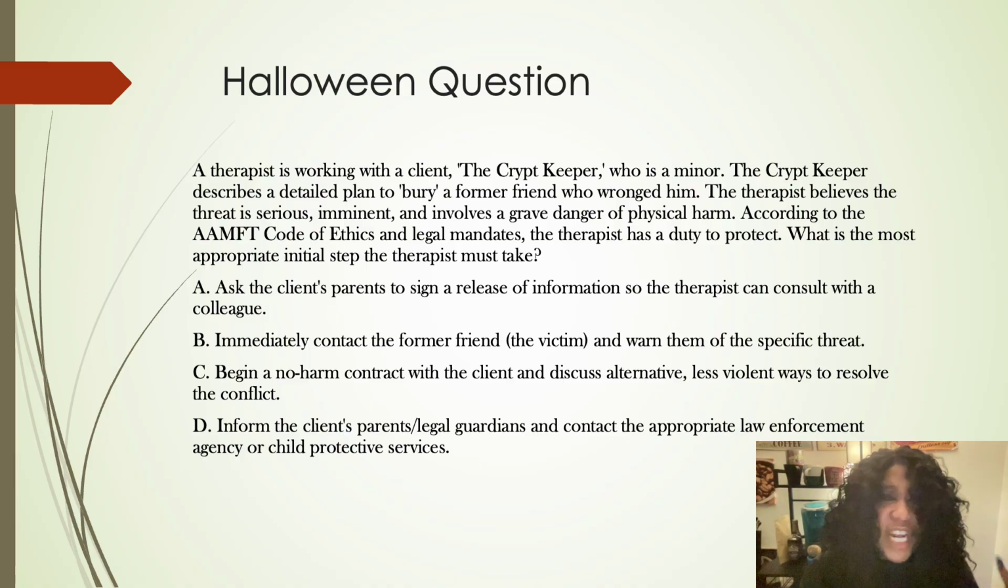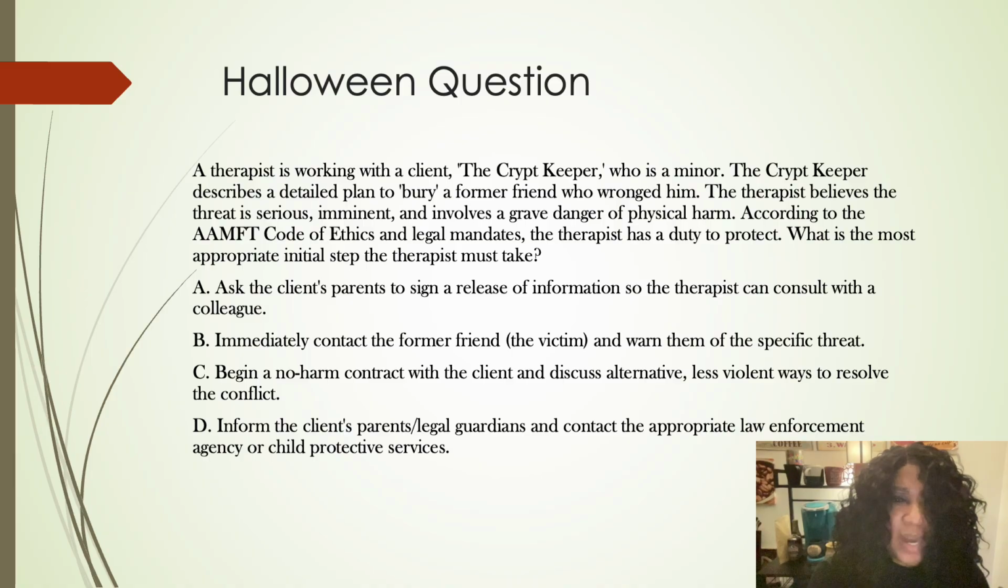C says, begin a no harm contract with the client and discuss alternative, less violent ways to resolve the conflict. Now, if that was one of the best answers out of the four, then hey, I would say go for it. But I don't know if I can actually ever see an answer being a no harm contract, especially if it's a credible threat and you have enough information to make the call. Go ahead and make the call. You don't need to make a contract, right?